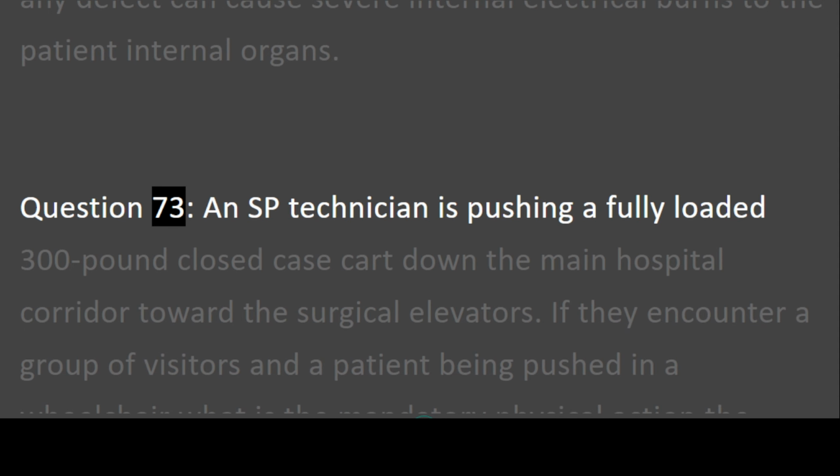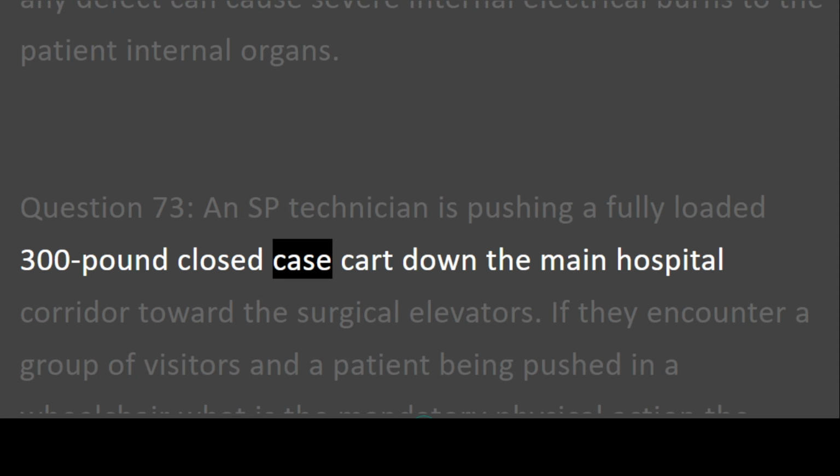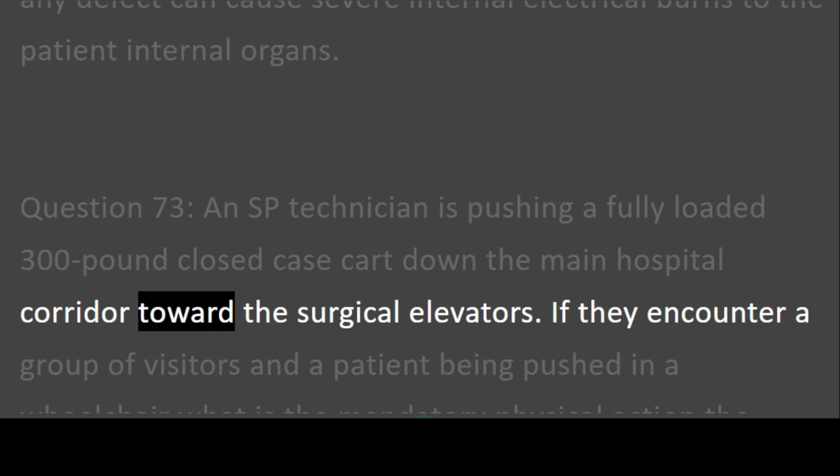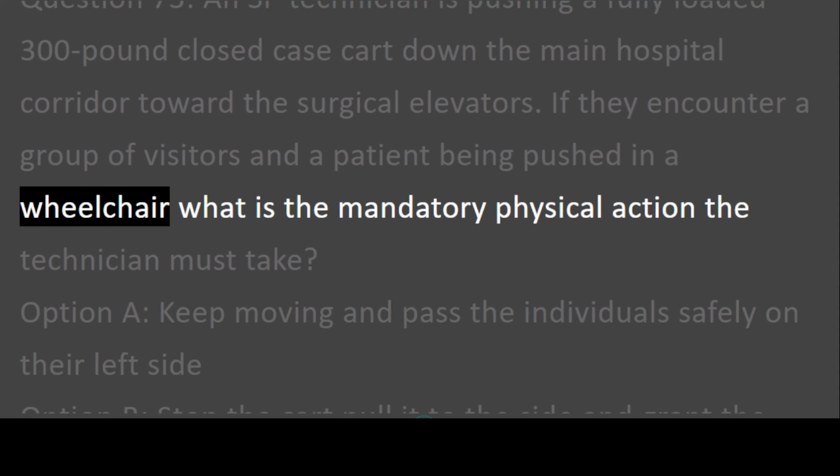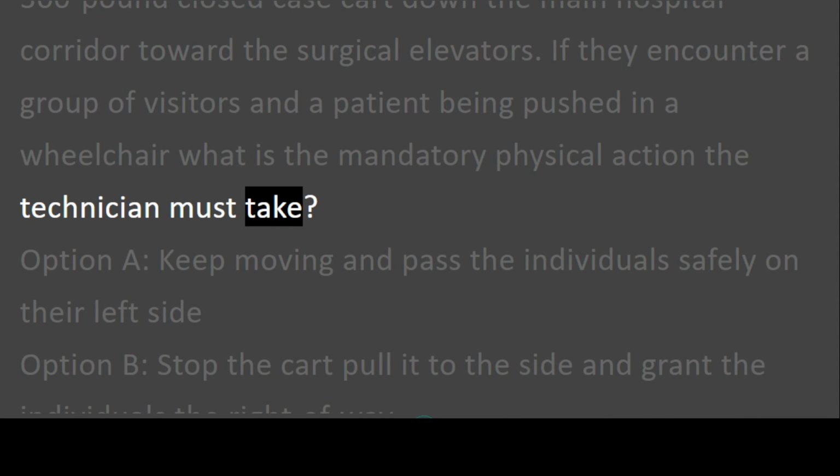Question 73. An SP technician is pushing a fully loaded 300-pound closed case cart down the main hospital corridor toward the surgical elevators. If they encounter a group of visitors and a patient being pushed in a wheelchair, what is the mandatory physical action the technician must take?